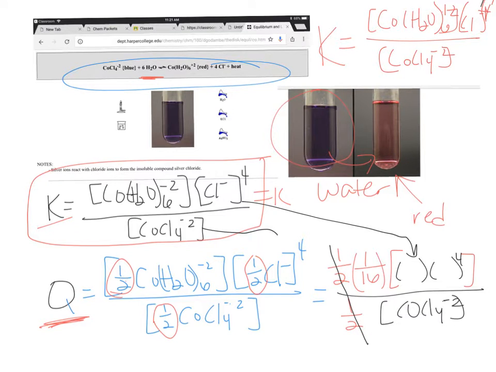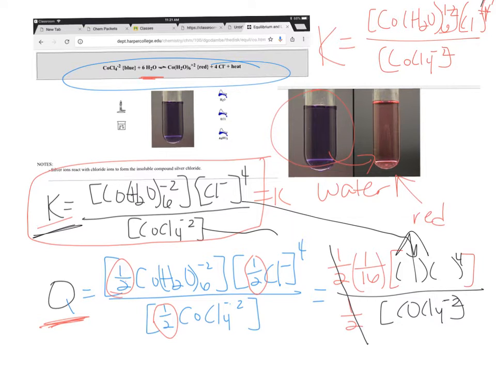So because the coefficients are powers, and because you have more than one product in this case, when we dilute it, the products are affected more by the dilution than the reactants. That's because there are more moles on the product side than on the reactant side. So in order to make this equal to that, we have to make more products to get this number up again. We need to get the numerator up again, so it's going to be equal to what this was.